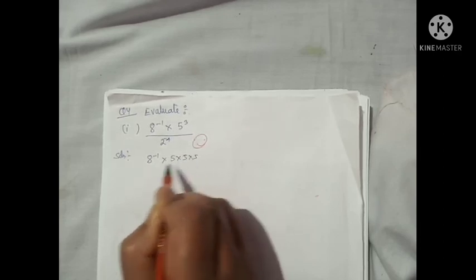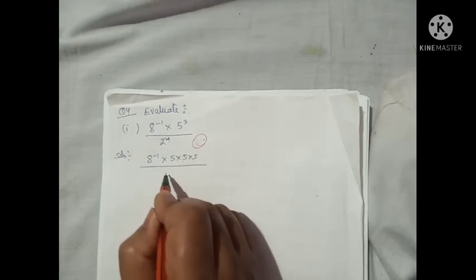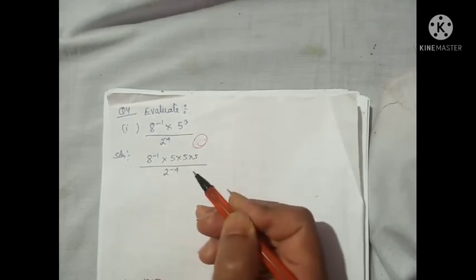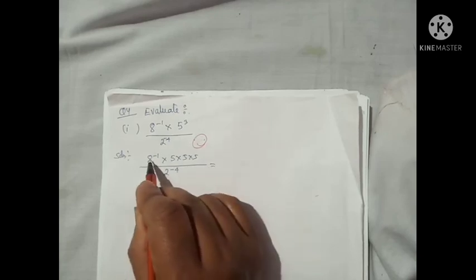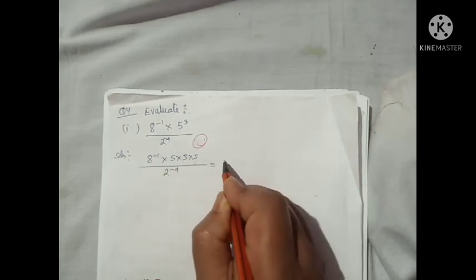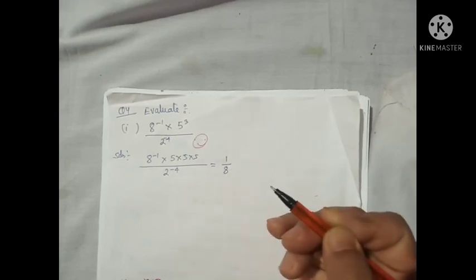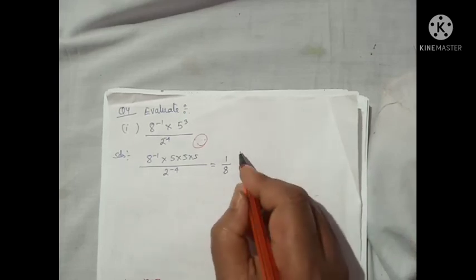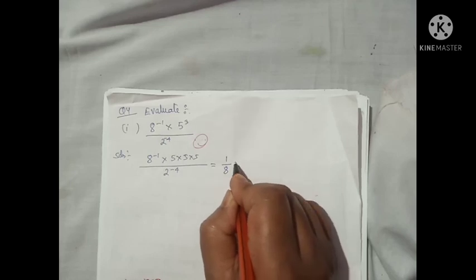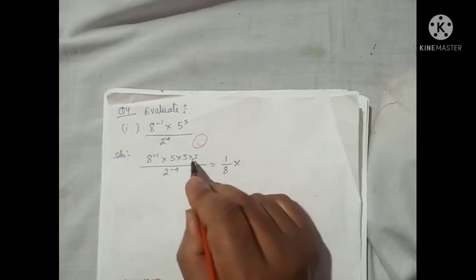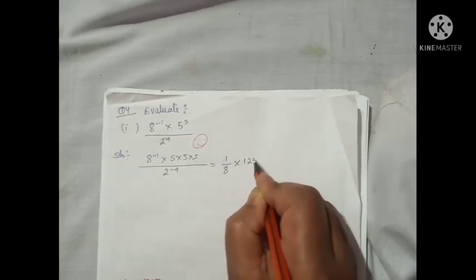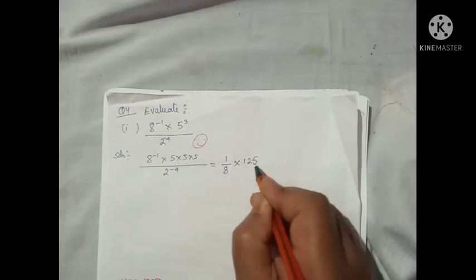Now it comes 8 to the power minus 1 into 5 into 5 into 5, divided by 2 to the power minus 4. Here 8 has a negative exponent, so we write 1 by 8 into 5 to the power 3, that is 125. If you multiply 5 three times, then it becomes 125.